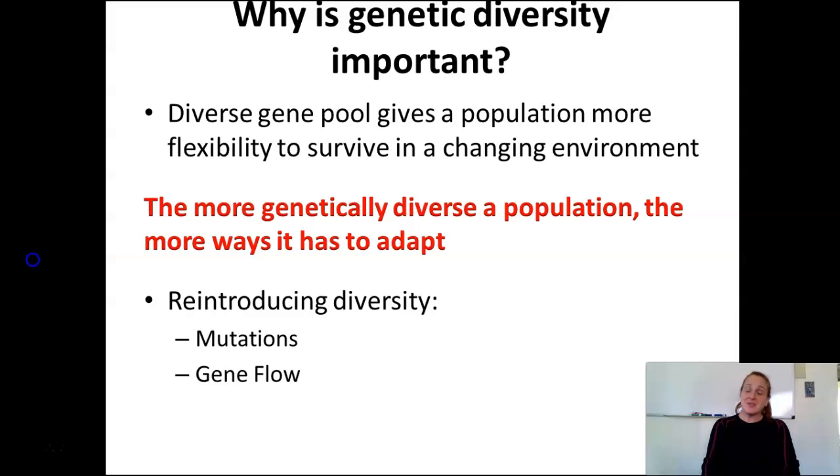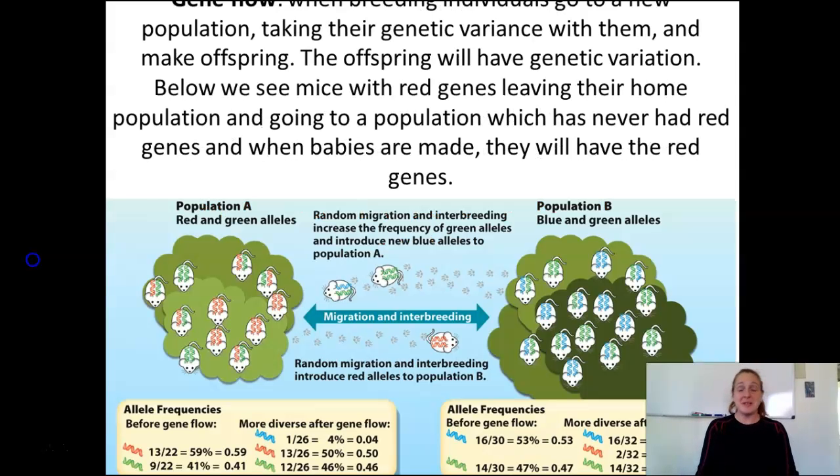Another way to get genetic diversity is through gene flow. And with gene flow, what we're really doing is we're taking breeding individuals and bringing them to an isolated population. We're saying, you breeding individuals, you've got interesting genes. Go mate with them. Mix it up. So then their babies will have the genetic diversity. And we're hoping with that genetic diversity that we can then give strength to the population.